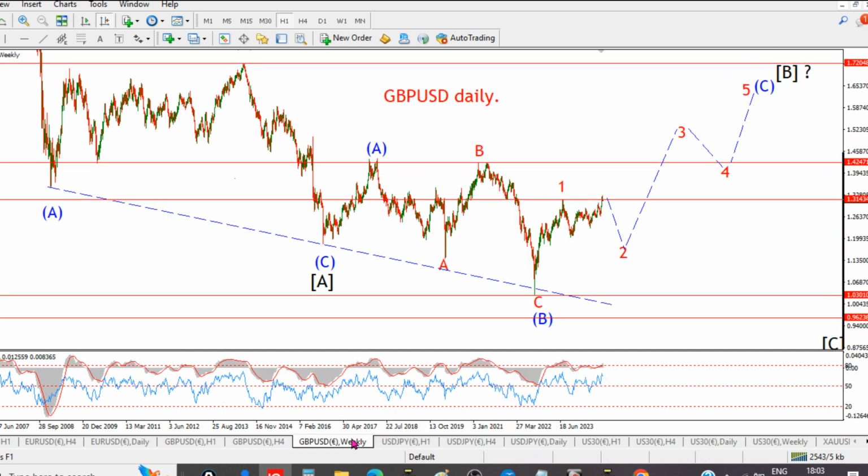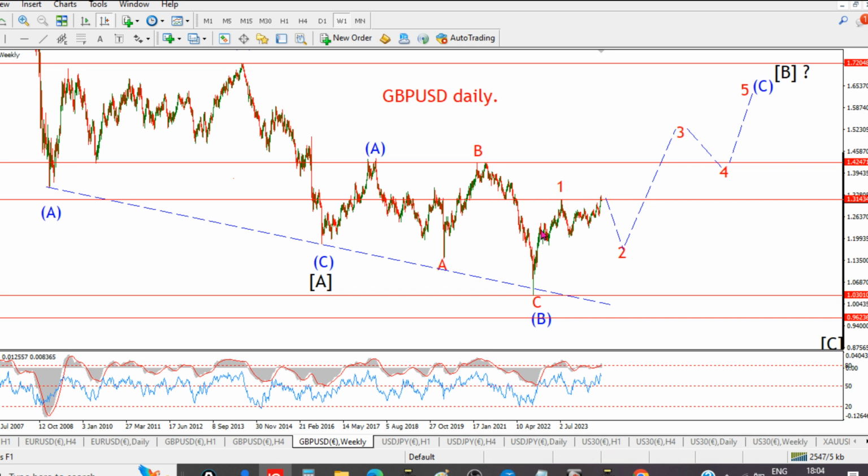Okay, let's go to cable. This is the B wave. Just after having a cup of coffee, I think that's probably not a good idea. This is wave 1 and 2 to begin wave C.